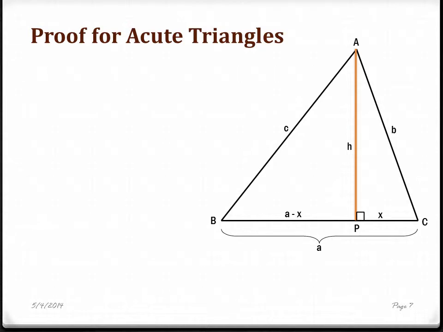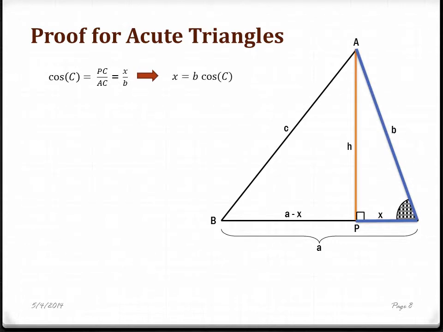Now, since triangle APC is a right triangle, we know that the cosine of an angle equals its adjacent side divided by the hypotenuse. So, cosine of C equals PC over AC, which equals x over b, which implies that x equals b cosine of C. Next, we can write a system of equations based on the Pythagorean theorem in triangles APC and APB separately. So b squared equals x squared plus h squared, and c squared equals h squared plus (a minus x) squared. Therefore, h squared equals b squared minus x squared.